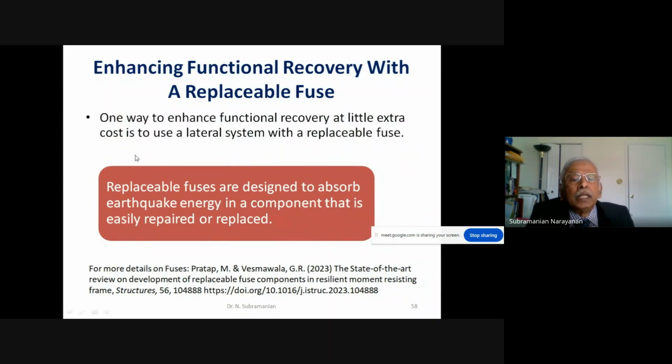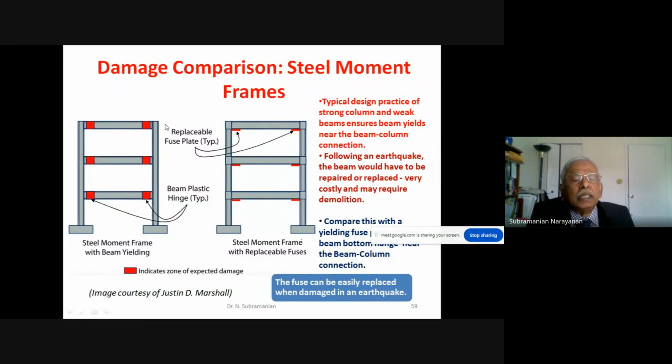Another way is to have a replaceable fuse. Replaceable fuses are designed to absorb earthquake energy in a component that is easily repaired or replaced. So let us see this. This is a steel moment resisting frame. As we have seen, plastic hinges will form in the beams at the two ends. Whereas if you have a replaceable fuse plate, damage will be here only, which can be easily replaced.